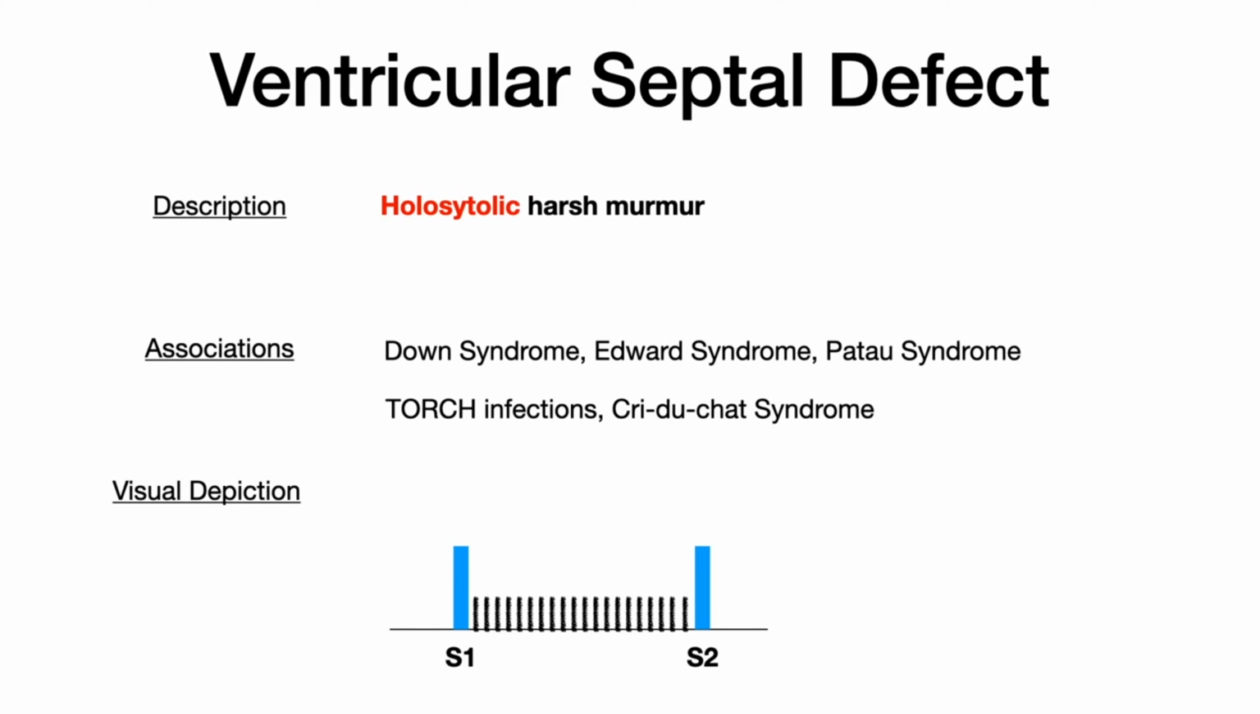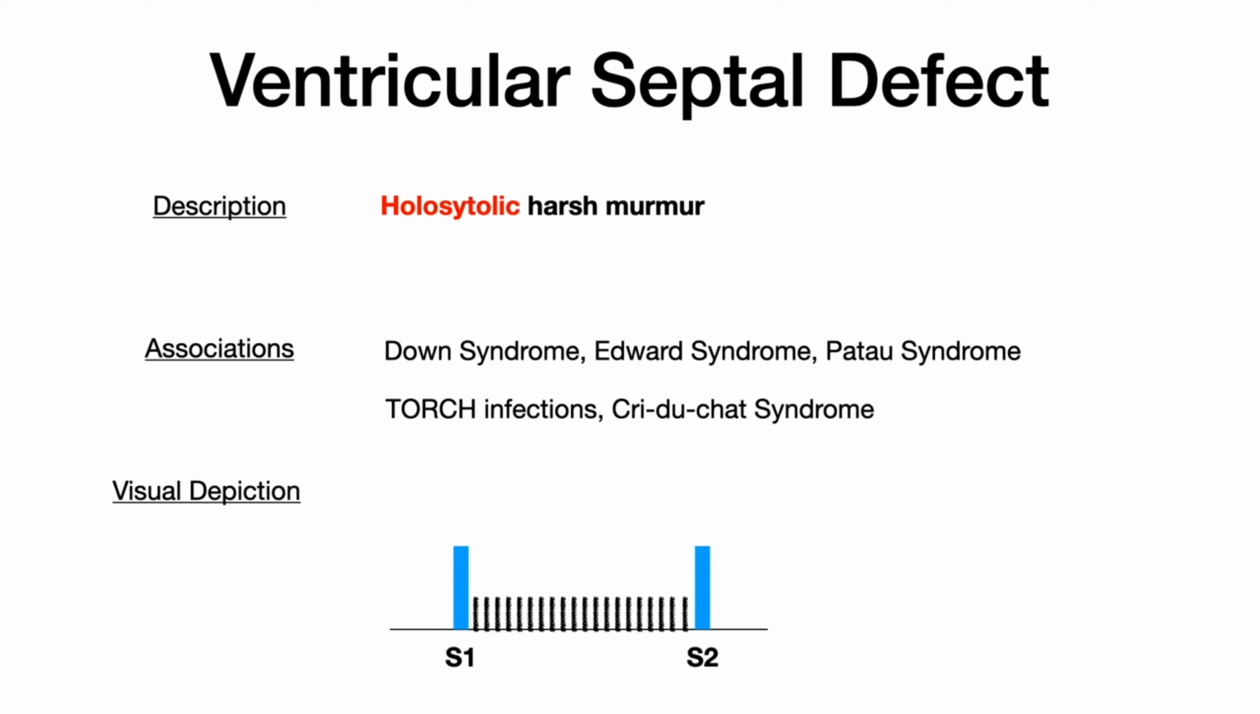So if you're really stuck and there's no other clues in the vignette, whichever one sounds harsher, which is more disorganized and ruffled, that's what you want to pick for the VSD. And if you think that it sounds high-pitched and it's also holosystolic, then that pushes you more in the direction of tricuspid or mitral regurgitation.